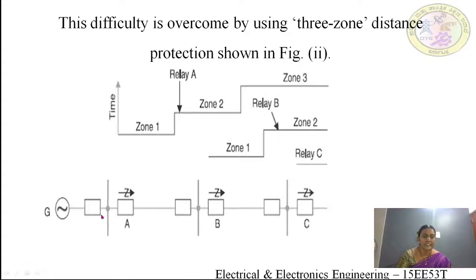Here there are three sections, that is section A, section B, section C. Here there is a relay at A, a relay at B, and a relay at C. They are impedance relays, that is, impedance directional relays, and the relay characteristic is a time versus zone, time versus distance characteristic. Here are zone 1, zone 2, zone 3 for the relay at A.